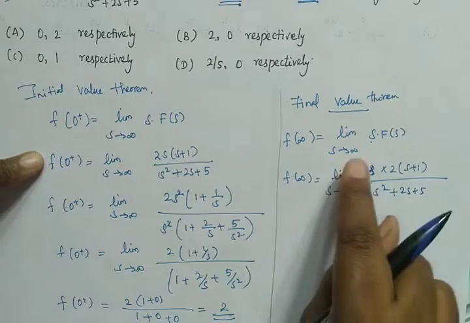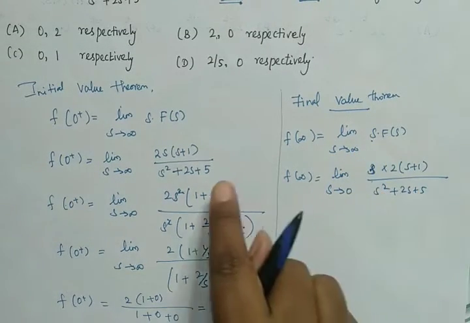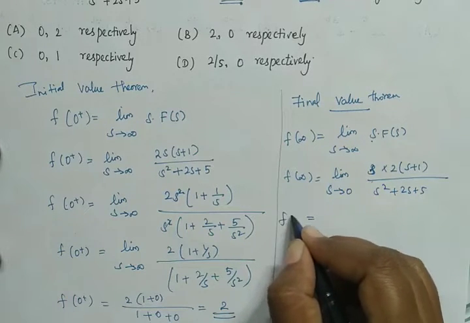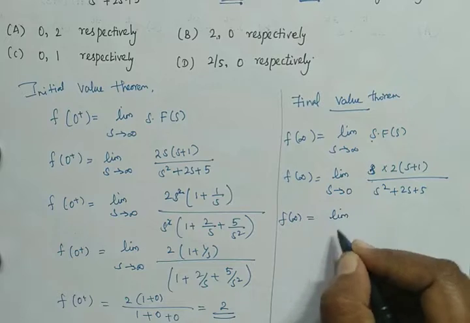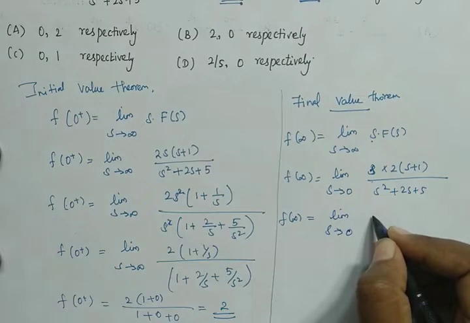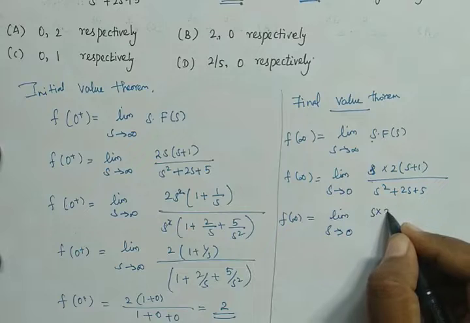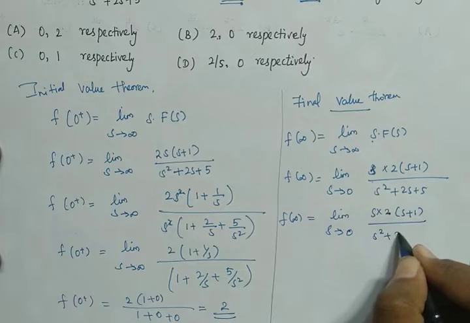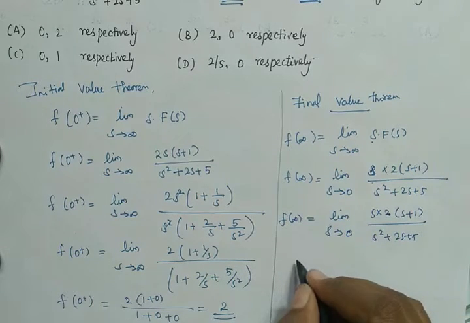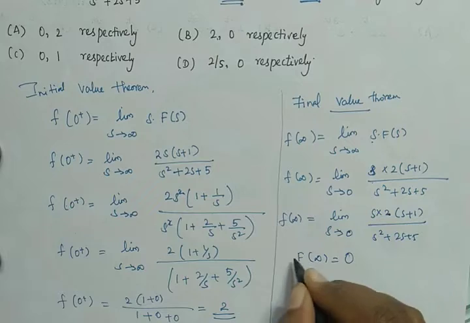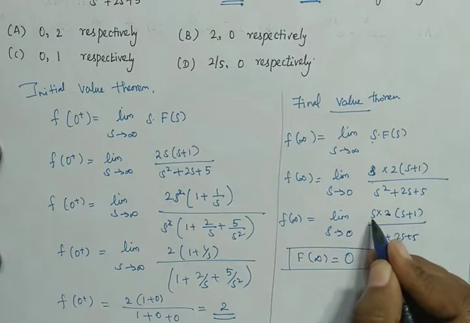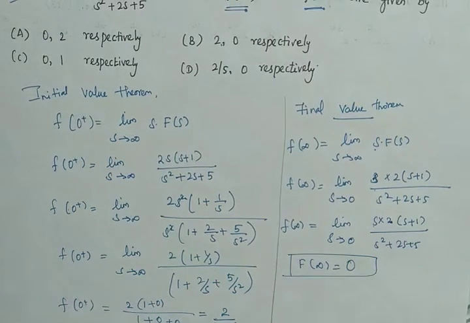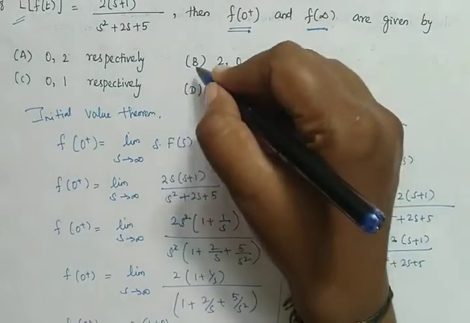So what we have written is just s into f of s, and f of s we have already written. Therefore f of infinity will be equal to the limit s tends to 0 of s into 2 into s plus 1 divided by s square plus 2s plus 5. So if s tends to 0, we will get f of infinity equal to 0, because everything will be 0 into everything, so everything will become 0. So the answer for this is 2, 0. Therefore this is the correct option.